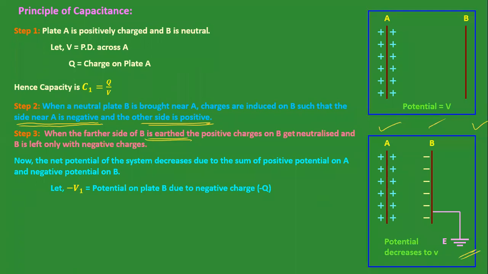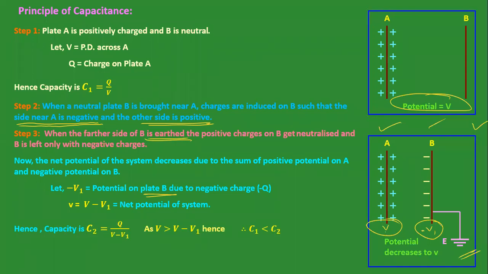Now I consider minus V1 as the potential due to this plate. So minus V1 is the potential due to these negative charges. And here the potential is V. So the resultant potential is V plus minus V1, the addition of these two. This potential plus this potential is the total potential. So the total potential is V minus V1, the net potential of the system.